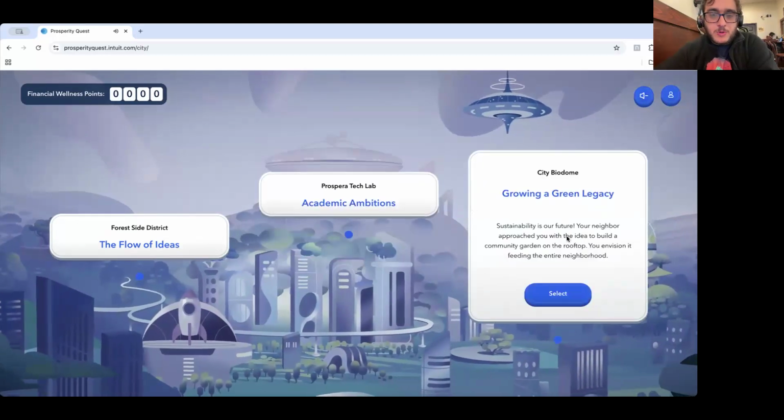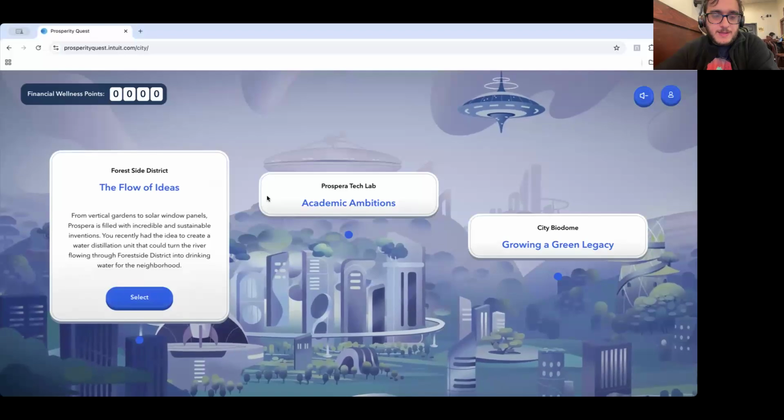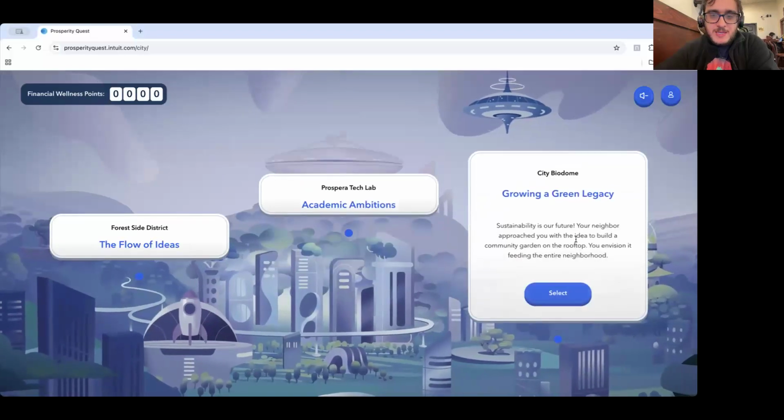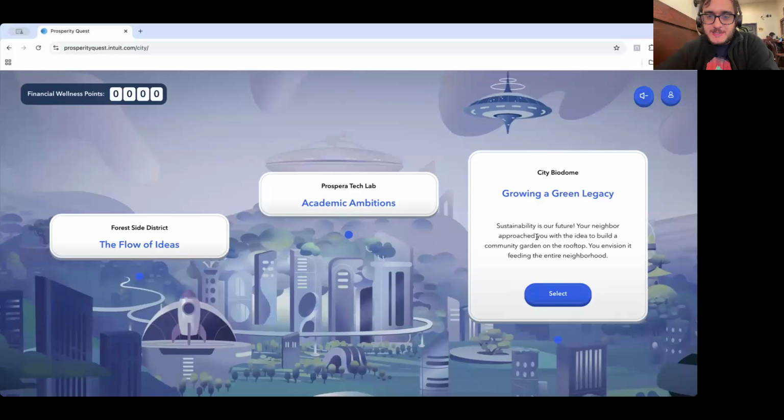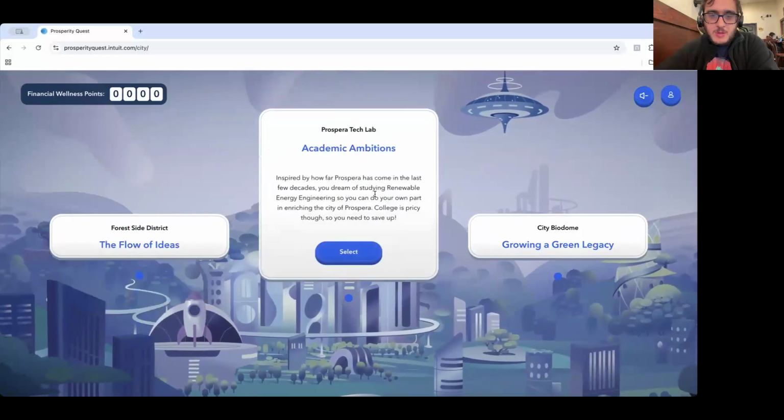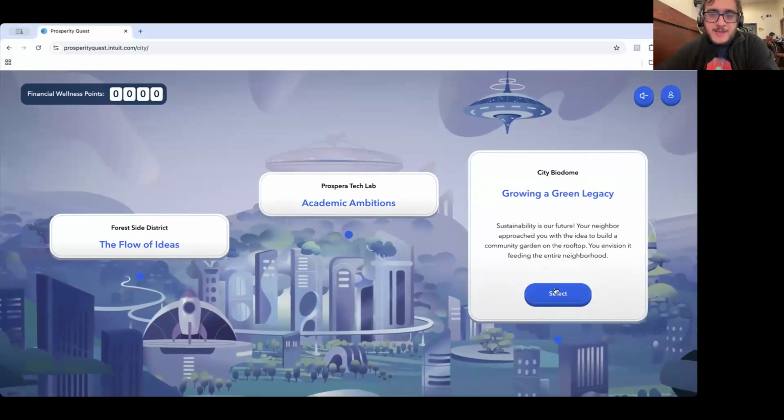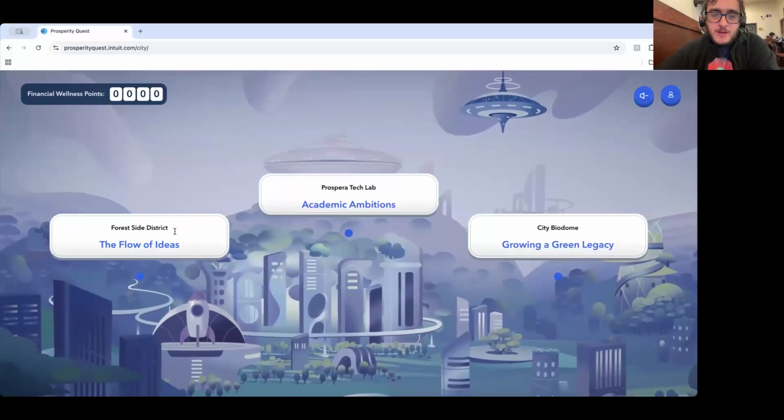There are three different worlds you can play in: Flow of Ideas, Academic Ambitions, and Growing a Green Legacy. Okay, we're going to do Growing a Green Legacy, but the strategy and the things we're sharing with you today will be applicable to all three of the worlds.